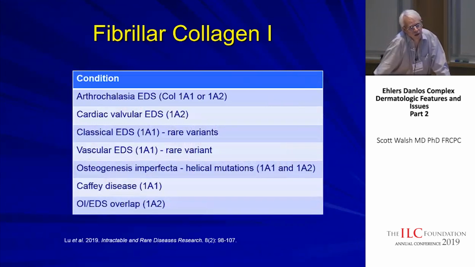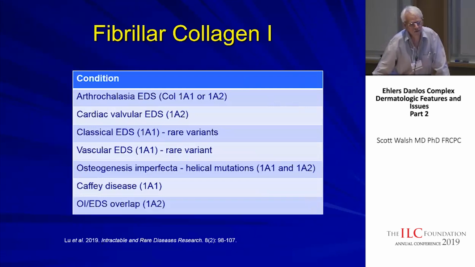Cardiac valvular type is when the second gene has been affected and it screws up the whole collagen molecule, and is characterized by problems with primarily the mitral valve, but all the valves in the heart can be a problem. There are rare variants of classical and vascular type that are caused from severe mutations in collagen 1. And then osteogenesis imperfecta. So most of the OI patient population have mutations in collagen 1.